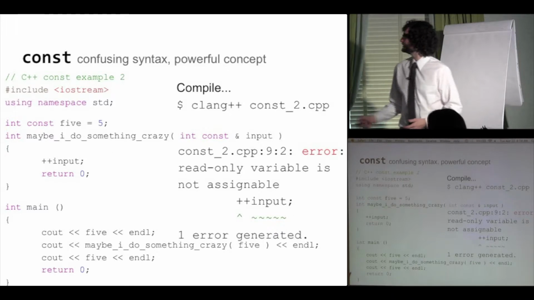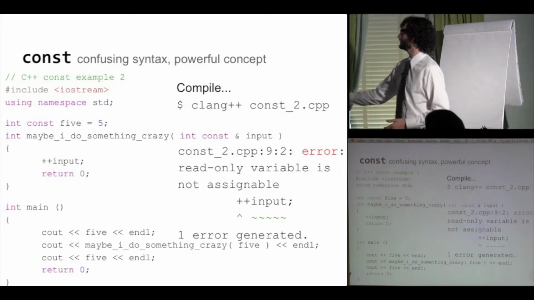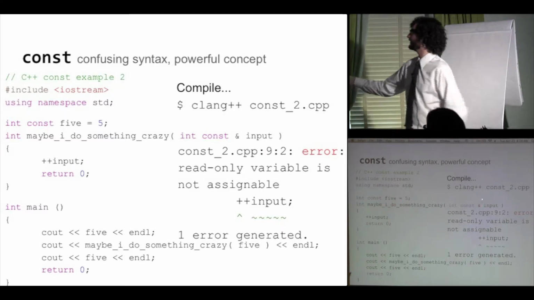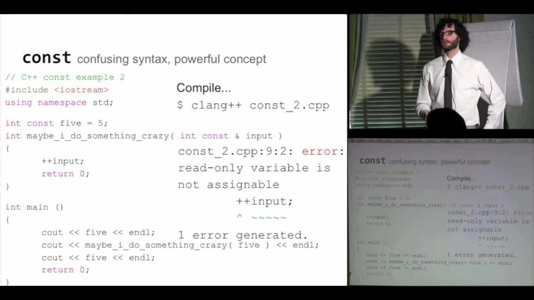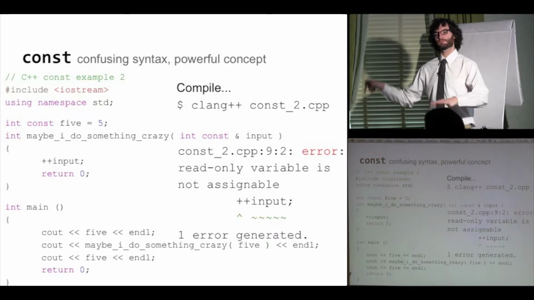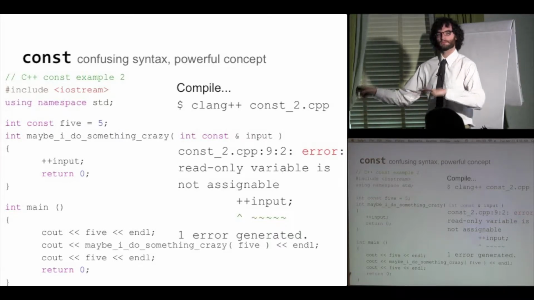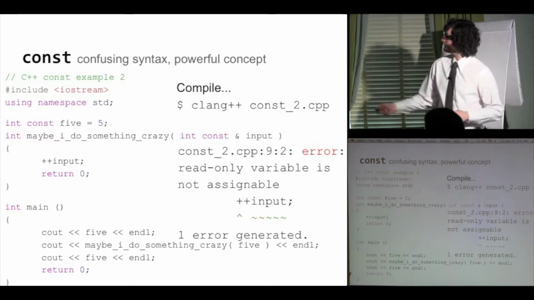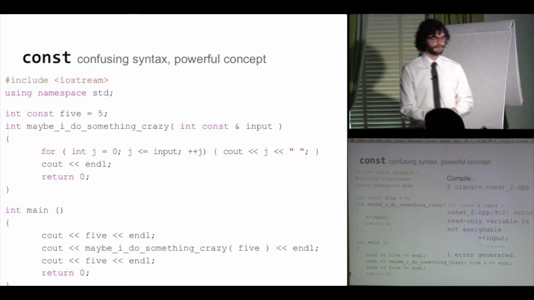So here's the error. It's just a read-only variable is not assignable plus input. So now it's not telling you that int const 5 is the problem. It's telling you that input is the problem. It's in the scope of this function. Okay, those examples kind of highlight the differences between the different types of const, between just the variable and the function parameter. Any questions? Great. Because it is kind of confusing, I think, that they're the same, but they kind of do different things.